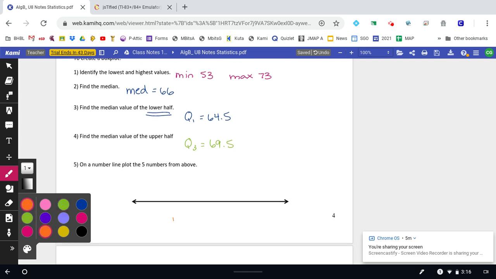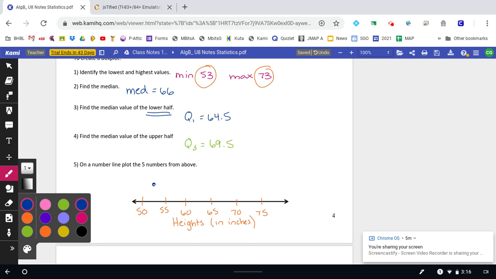All right, so these are heights, and that's in inches. What we want to do is make sure we have a number line that goes from 53 to 73. So let's start at like 50. Let's say 55, 60, 65, 70, 75. That works pretty well. Now I make a dot at each one of these locations.